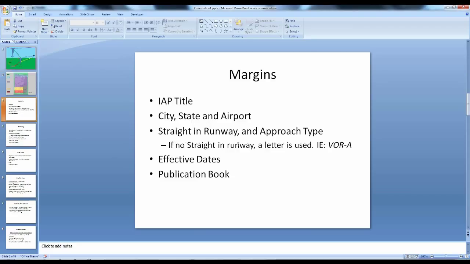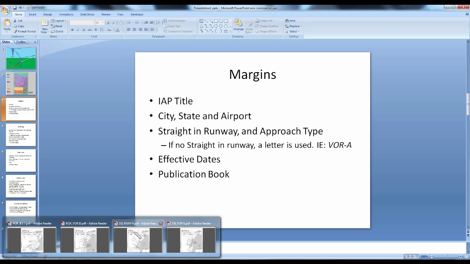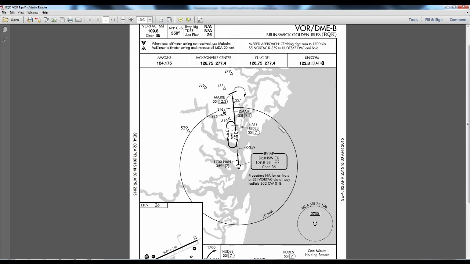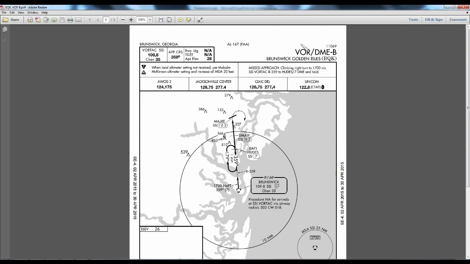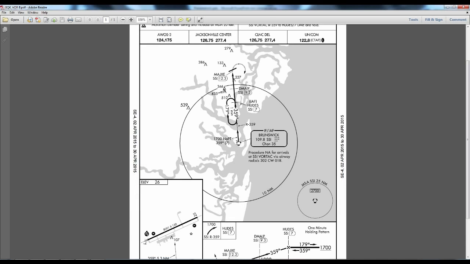A note here, if there is no straight-in runway for the approach, a letter is used, and we got one of those pulled up here. There's no straight-in runway for this approach, and you can see they affix it with a letter. This is the VOR DME B approach into Brunswick Golden Isles. So if we were flying this approach, we start at Brunswick, we fly the radial 359 outbound until we're 12.3 DME, and that's the missed approach point. At some point before 12.3, we would hopefully see the airport and make a circle to land on the runway.